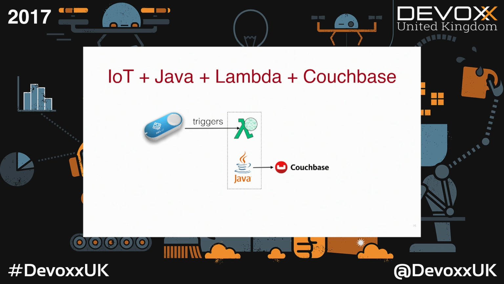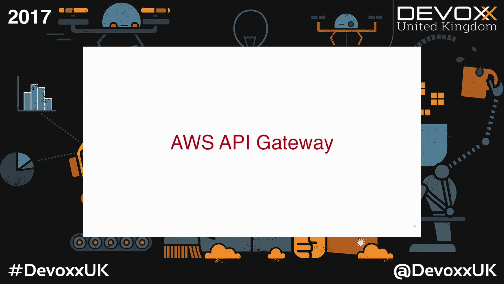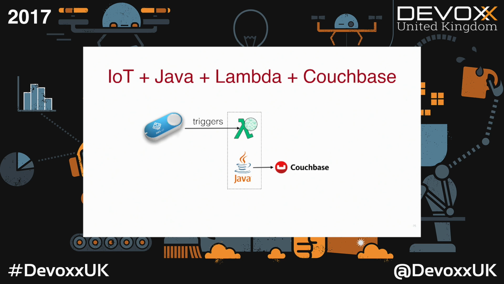Well, this is the third example that I wanted to talk about. Here I'm saying, every time I click on the AWS IoT button, it triggers the Lambda function, which talks using the Java SDK and persists the data into Couchbase. One of the key things here is that the AWS IoT button talking to a Lambda function is one of the ways by which it can be triggered.